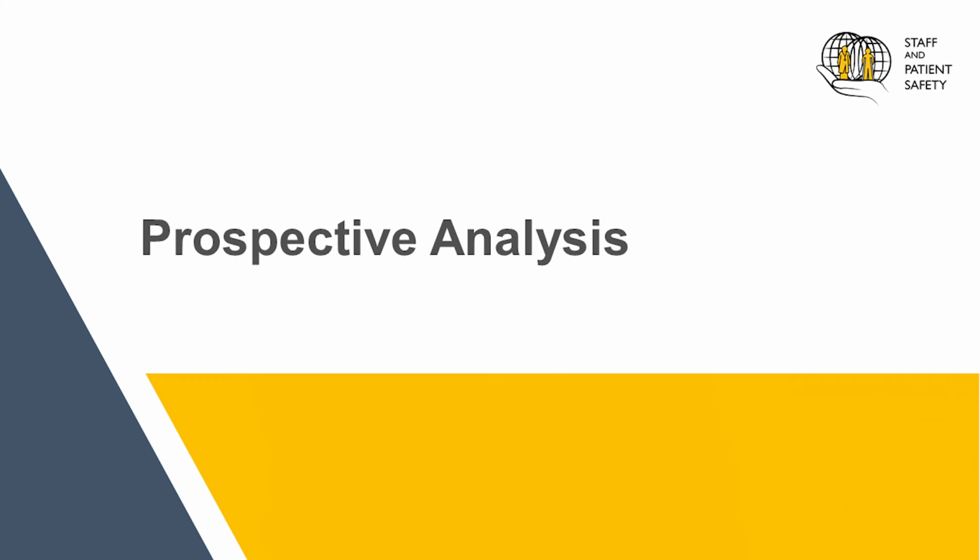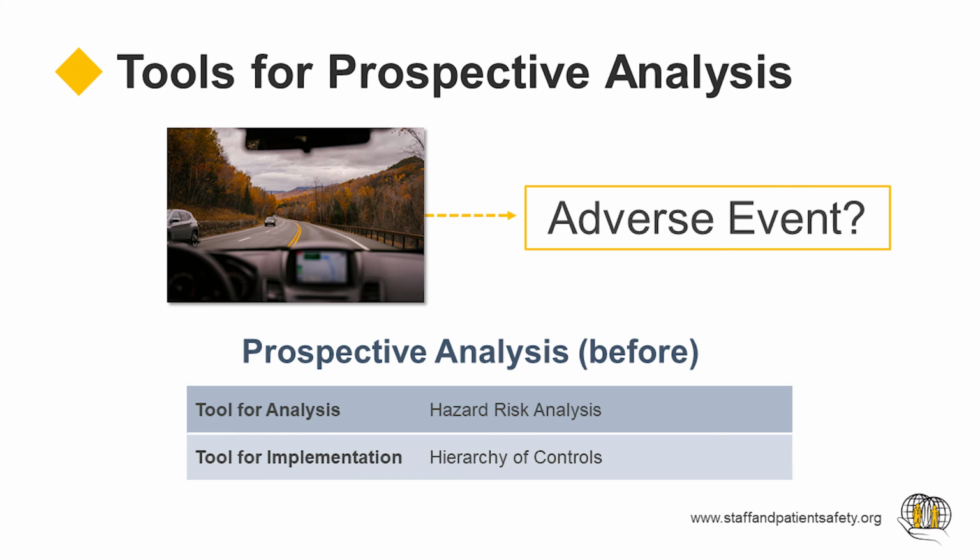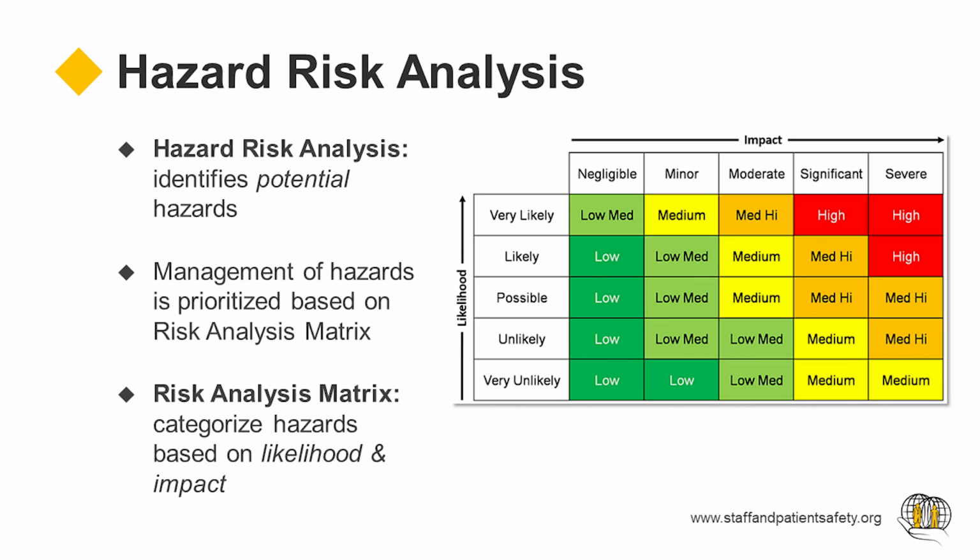The tools include hazard risk analysis to determine what hazards are present and what harm they could cause, and then the hierarchy of controls framework to implement the strategies to prevent these predicted hazards. To conduct a hazard risk analysis, firstly identify the hazard. A hazard is something that can cause harm to someone. Then use the risk matrix to find out the level of risk the hazard poses.